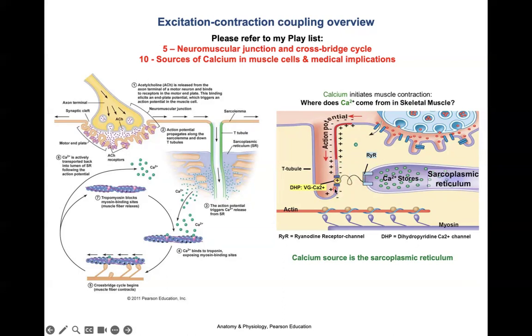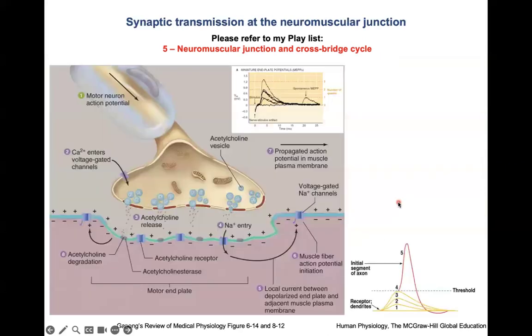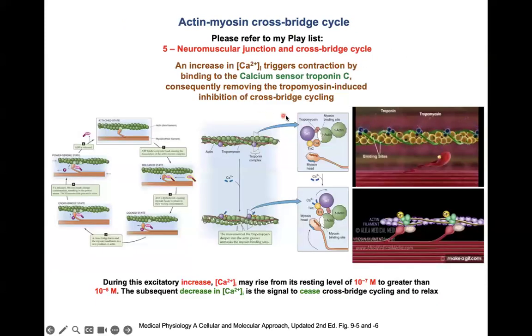Change in the configuration of the L-type calcium channel here results in opening of the ryanodine receptors, which in turn is followed by a release of calcium from the sarcoplasmic reticulum into the cytosol. This is the only source of calcium in skeletal muscles. Remember, we discussed this in this video, synaptic transmission at the neuromuscular junction. So here, I would like to remind you again, the calcium sensor is troponin C, which I have discussed in this video.